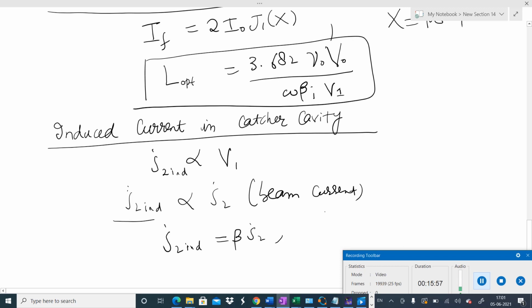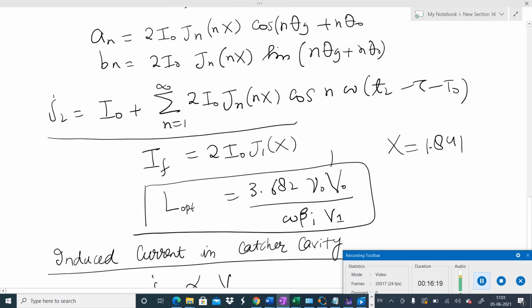Now if I write only the fundamental component, then I will write beta naught times 2 I naught J1 of x times cos(omega t2 minus tau minus theta naught). See what I have done? I have taken only n equal to 1.